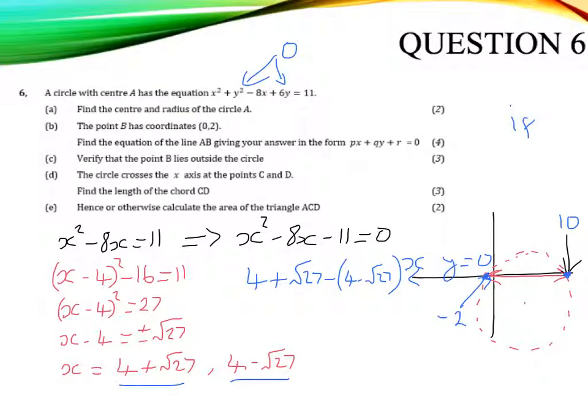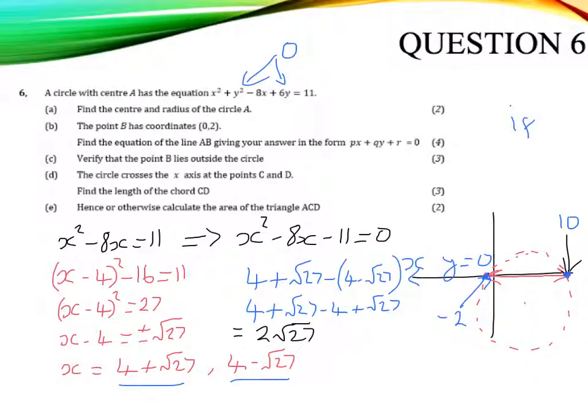Let's see what we need to do now then. Well, expand my bracket out. 4 plus root 27 minus 4 plus root 27. 4 minus 4 is 0, and now I've just got 2 root 27. So this is the same as 2 root 27.